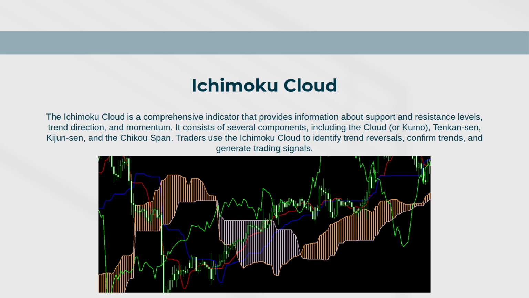Ichimoku cloud. The Ichimoku cloud is a comprehensive indicator that provides information about support and resistance levels, trend direction, and momentum. It consists of several components, including the cloud, or Kumo, Tenkan-sen, Kijun-sen, and the Chikou Span. Traders use the Ichimoku cloud to identify trend reversals, confirm trends, and generate trading signals.